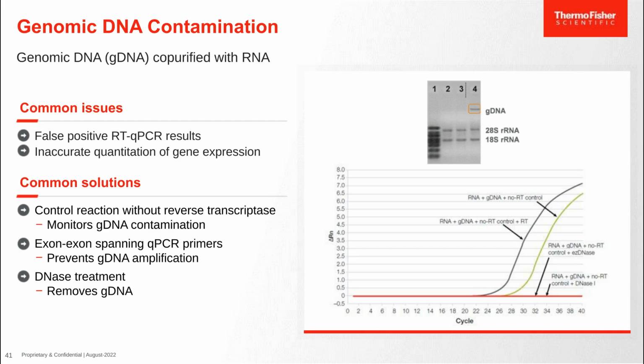A final option is to treat the RNA sample with DNase 1 to remove the genomic DNA. However, although DNase 1 cleaves double-stranded DNA, which is the genomic DNA, it can also cleave single-stranded DNA, including your primers or cDNA. So, in order to preserve the integrity of your reaction, DNase 1 must be completely inactivated and removed prior to the reverse transcription step.